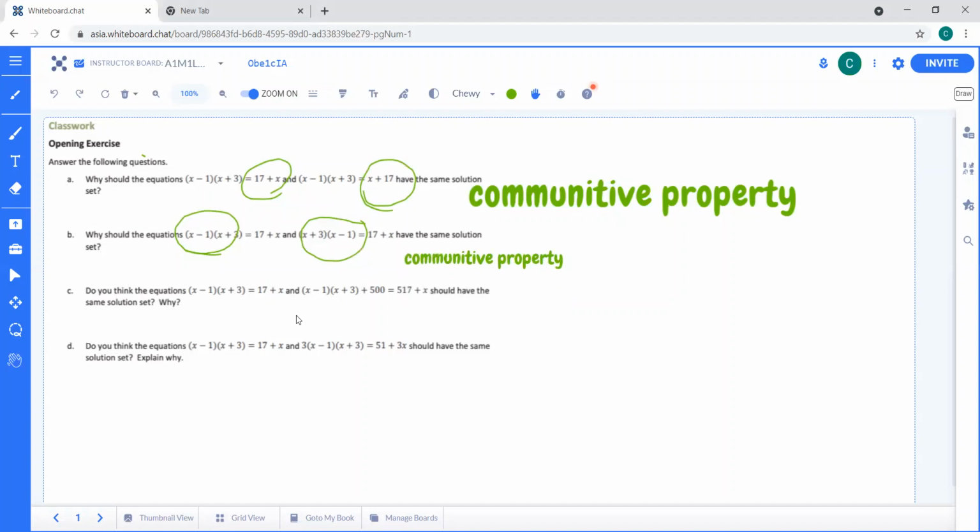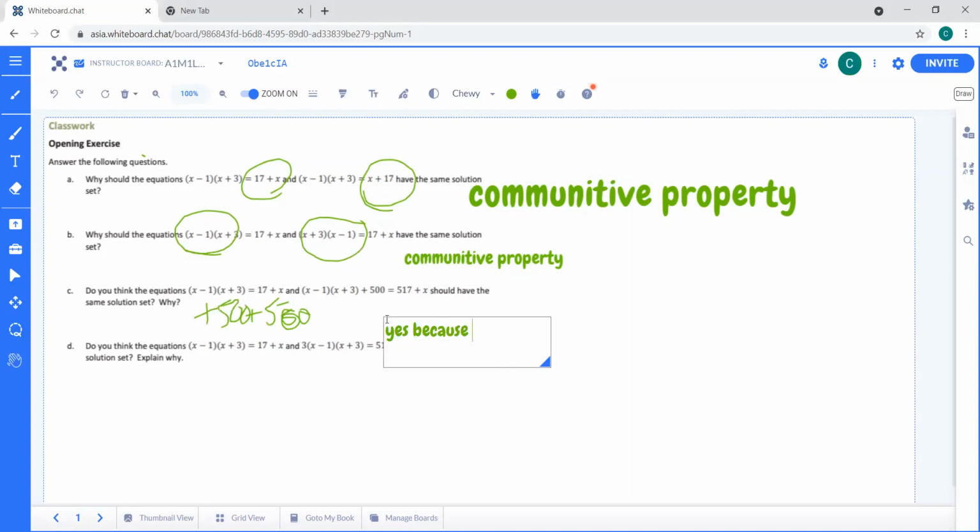Do you think the equation, you see it there, should have the same solution set? Why? So why would this have the same, or does it? So we've added 500 to this side, and we've added 500 to this side. So yes, that would be the exact same thing, because all we've done is add 500 to both sides. So should it? Yes.